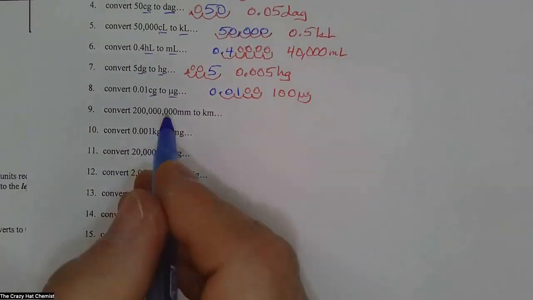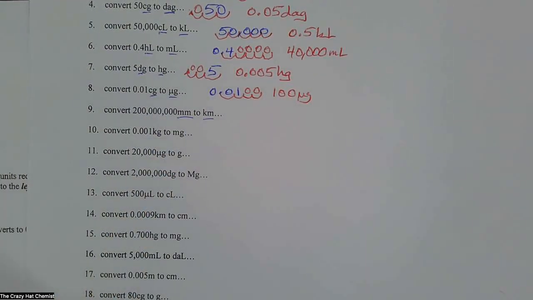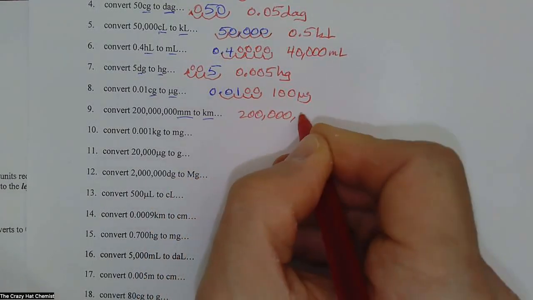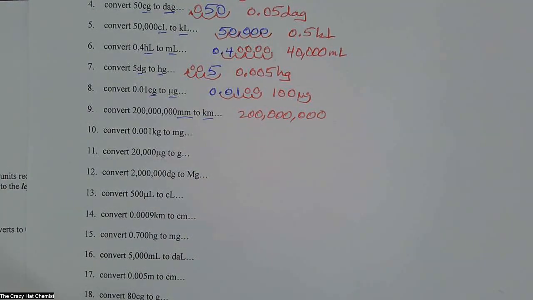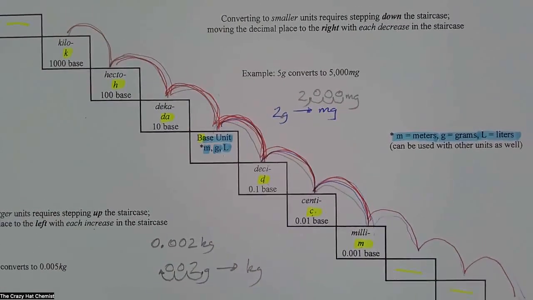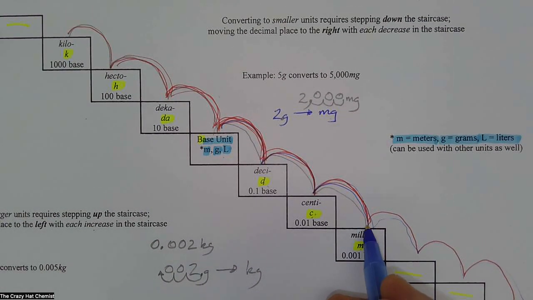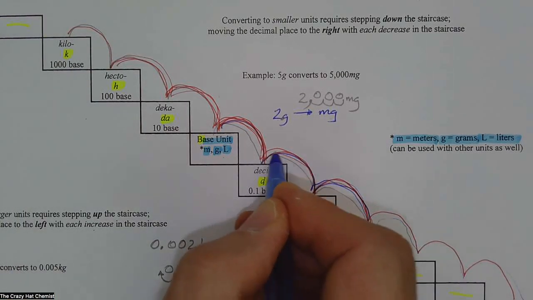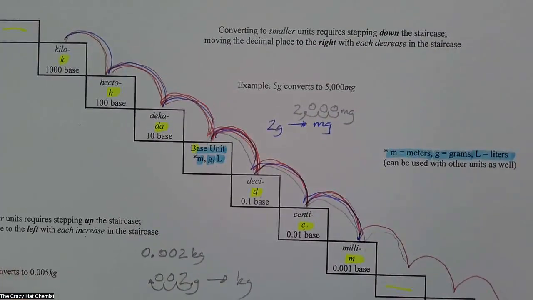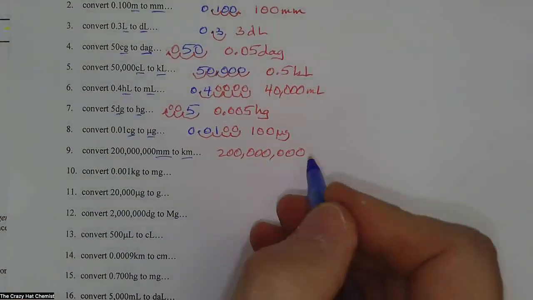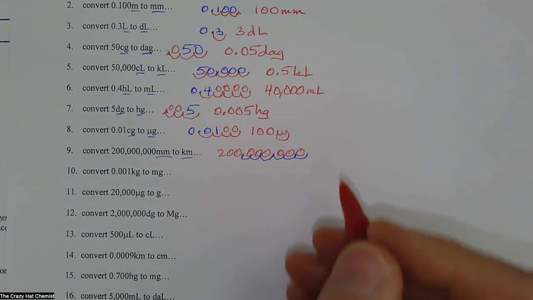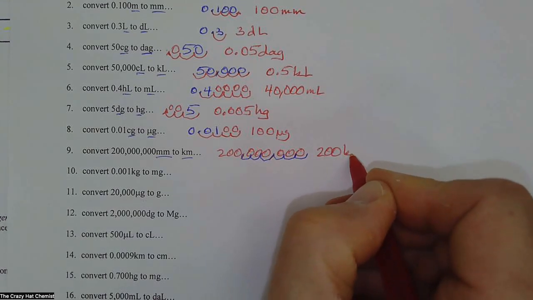All right, so the next one is millimeters to kilometers. So we have this 200 million, my goodness, that's almost the number of subscribers I have. Millimeters to kilometers. So let's make sure that we've got all this on here. So that's 1, 2, 3, 4, 5, 6 to the left. So that will be 200 kilometers.